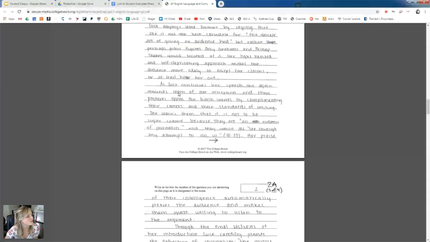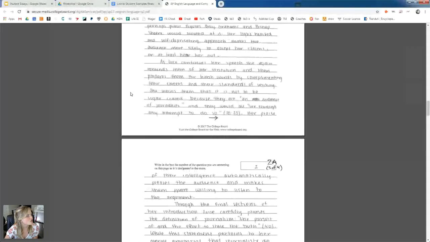As Luce continues her speech, she again reminds them of her invitation and then prepares them for harsh words, complimenting their careers and their standards of writing. She warns them that it is not to be sugarcoated because they are an audience of journalists and they would be able to see through any attempt to do so. Her praise of their intelligence automatically pleases the audience and makes them more willing to listen to the argument.